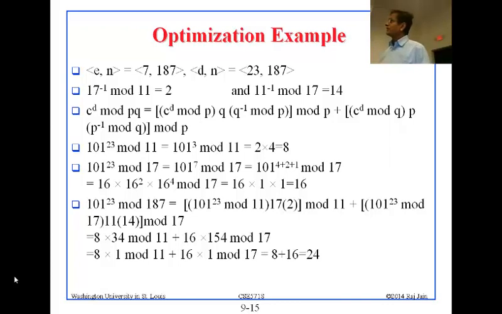So this first simplification is that any number raised to 10 is 1, right? For mod 11. 11 is a prime number. Whenever you have a prime number P, any number raised to P minus 1 is 1.